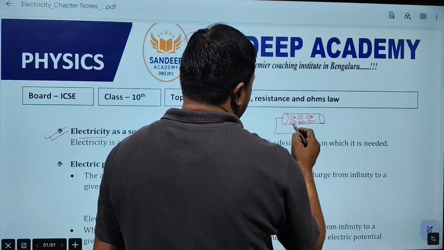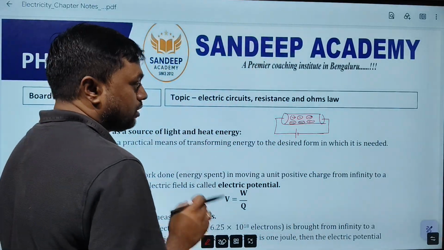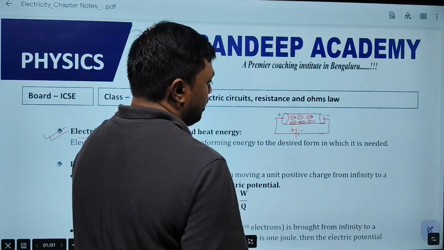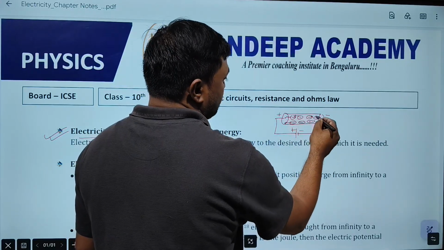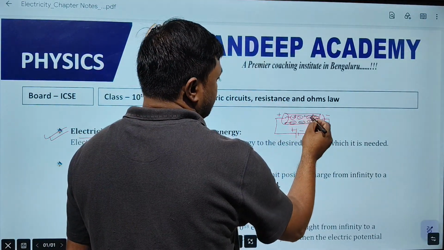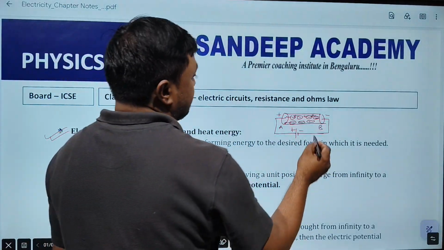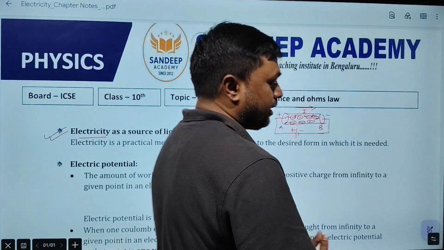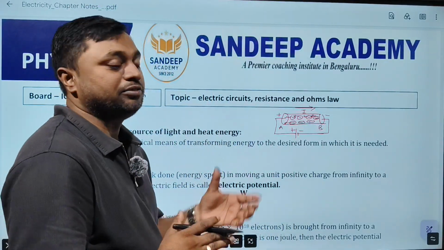Once you connect this conductor to a cell, a source of energy, one end becomes positive and the other end becomes negative. What will happen? These electrons will start moving towards the positive charge. Here you know that like charges repel each other, so the negative end will repel them in this direction. So all the electrons are moving from B end to A end, yes or no? In this case, current will be produced in the opposite direction, from A to B. So direction of current is always opposite to the flow of negative charges.